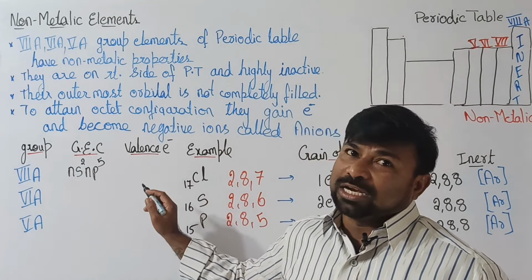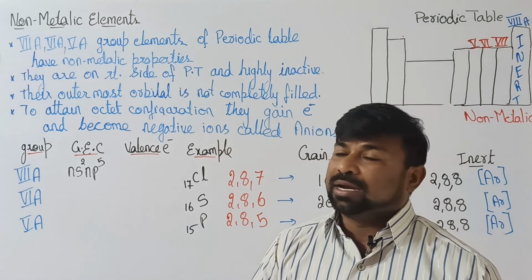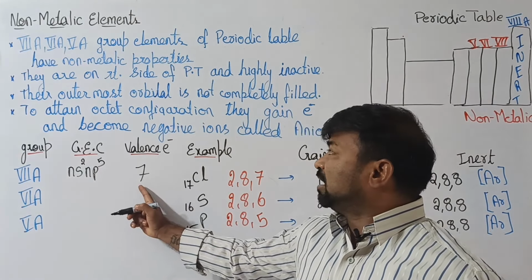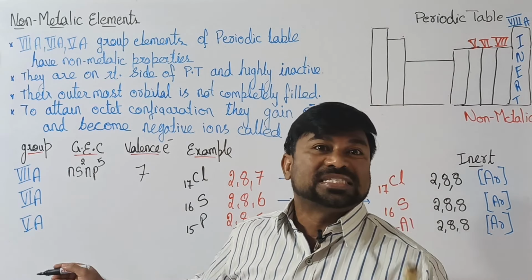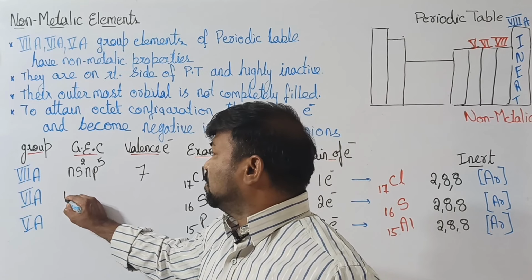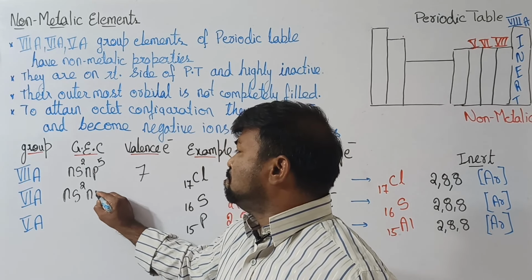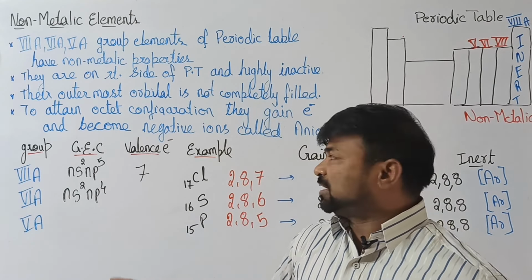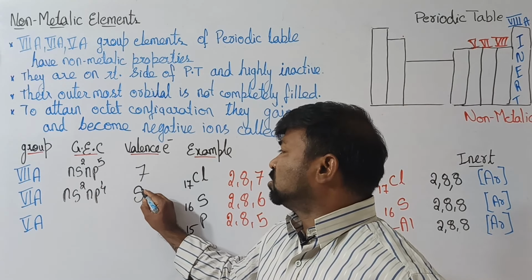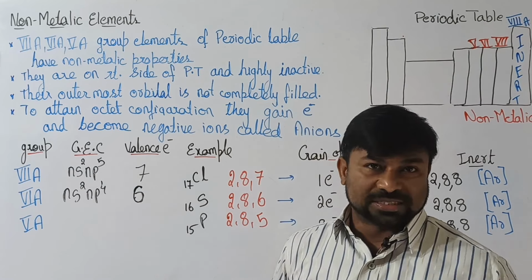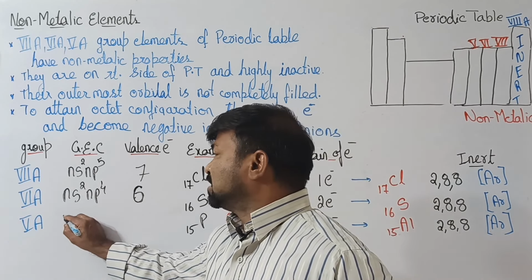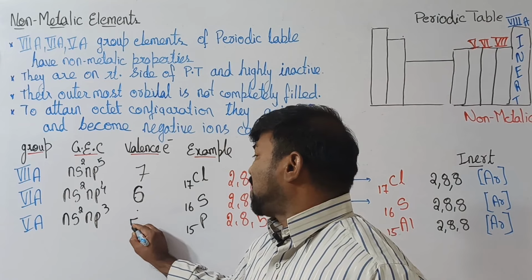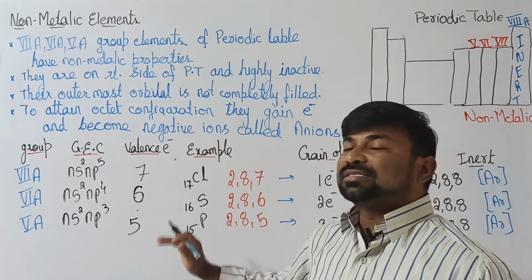Whereas, if you think about the valence electrons, the electrons present in the outermost orbit, we have 7 electrons in total. But to become an octet, it requires 1 more electron. Now let's go for the 6A group elements. It is ns2 np4. np4 means it requires 2 more electrons to become stable, and the valence electrons are 2 plus 4, which is 6. Now for 5A group elements, it is ns2 np3, so there are 5 electrons in the outermost orbit, meaning the valence electrons are 5.